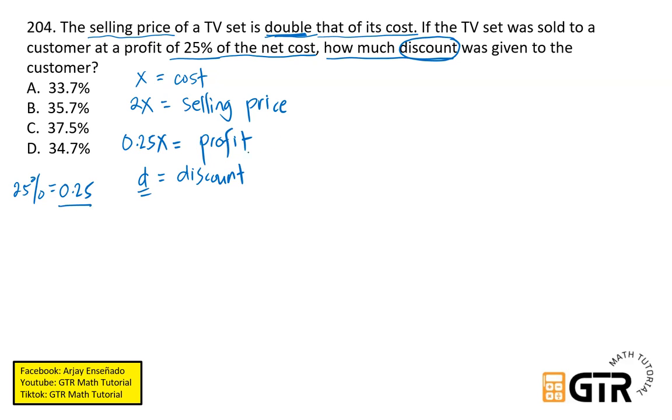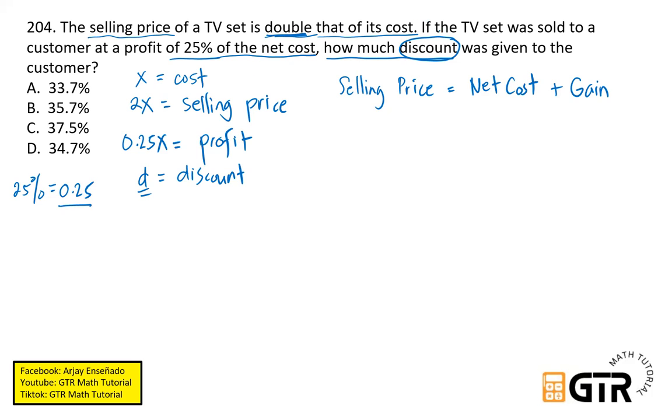So, ano bang formula natin para sa selling price? Okay, so ang formula para sa selling price is equal to the net cost plus yung profit or yung gain. Okay? Profit or yung gain. Parehas lang yon. So, yan ang magagamitin nating formula. Selling price is equal to net cost plus gain. So, anong magiging selling price natin? So, selling price natin yung 2x.